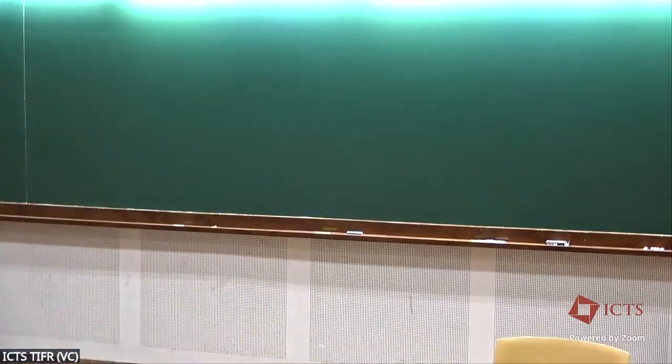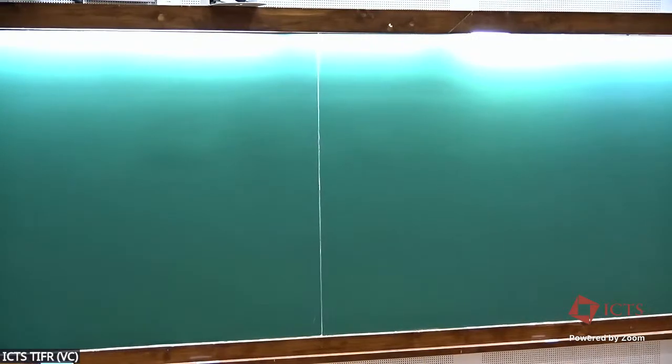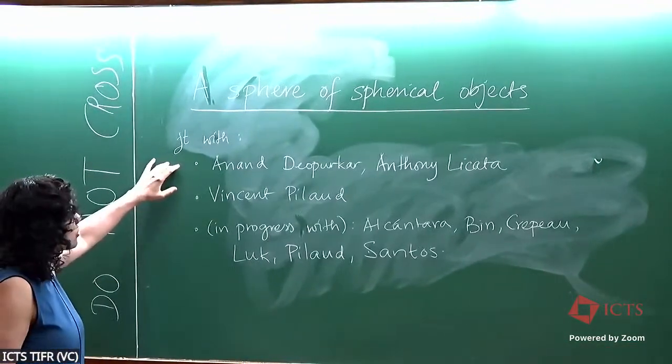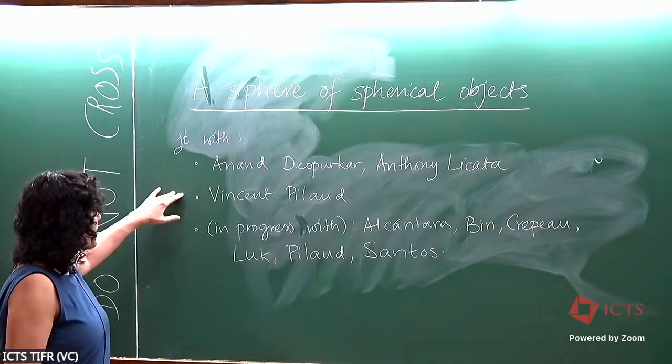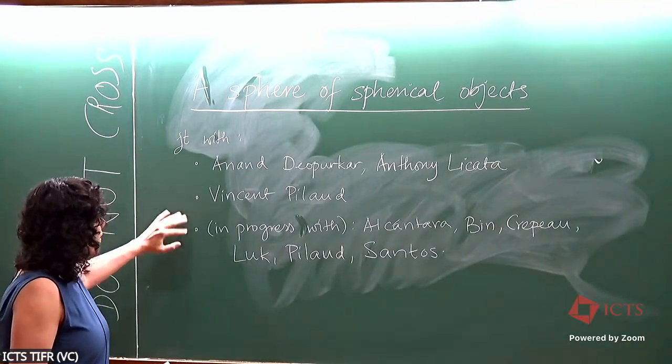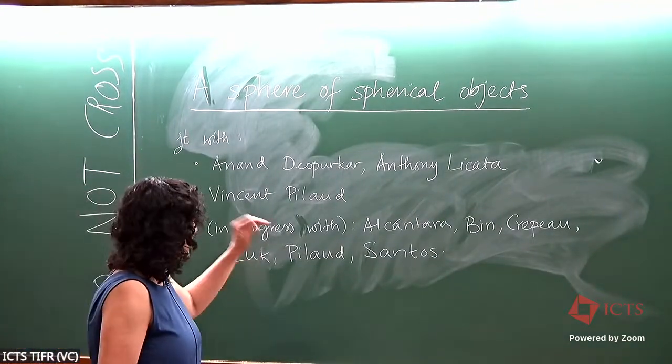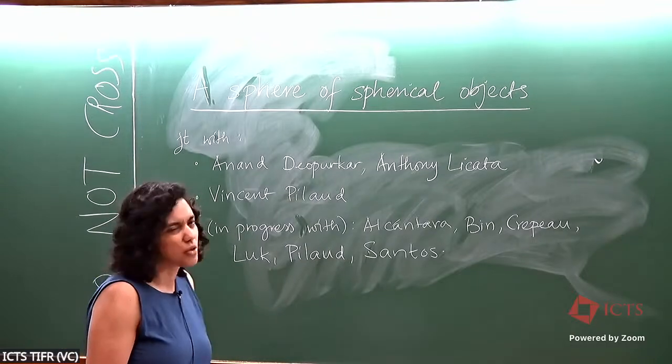So I will talk about a sphere of spherical objects. I'll explain all the words in the title. This is three different projects, but I'll mainly speak about the first two. The first is joint with Anand Devpurkar and Tony Licata, and the second one is with Vincent Pilot. And then we have another project in progress with all of these people, which is more combinatorial anyway, so I won't discuss it much.